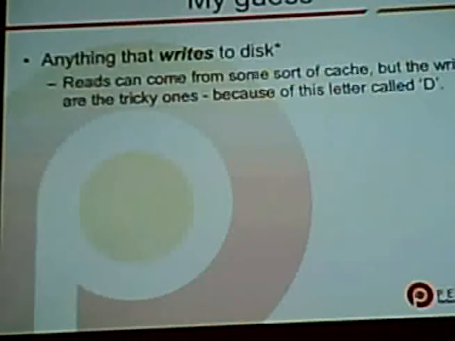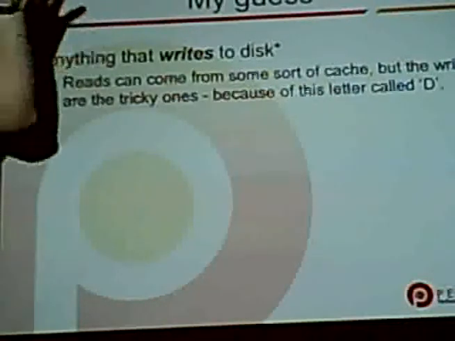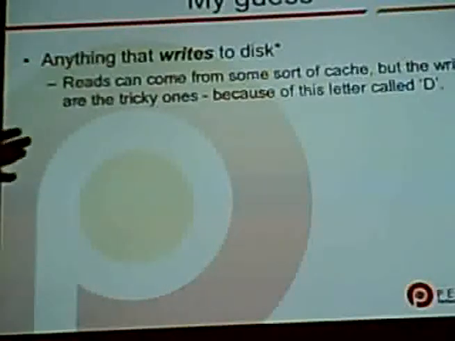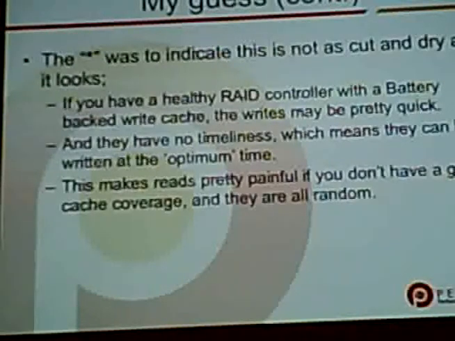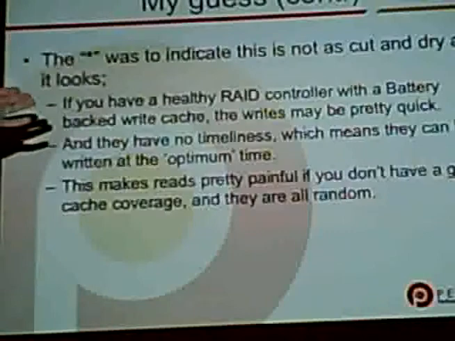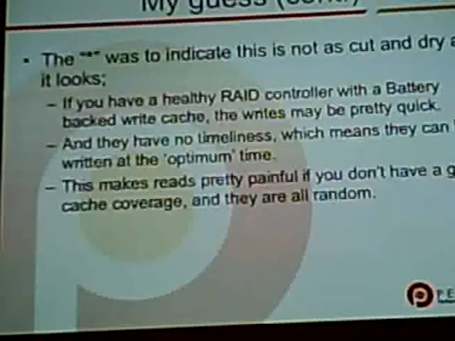So this is interesting because reads, in an OLTP, if that's my assumption, can always come from some sort of cache, but it's the writes that are the tricky ones sometimes because there's the letter D in ACID, where we have to have that durability aspect. But then I put an asterisk because I decided that this was too simple an answer, and it's much harder to answer than that. If you have a healthy RAID controller with a battery-backed write cache, sometimes the writes are actually pretty easy to solve. And then it becomes the reads that are the problem, because the reads can be random. And so maybe we might look at iostat to see what the average await is and service time and things like that.